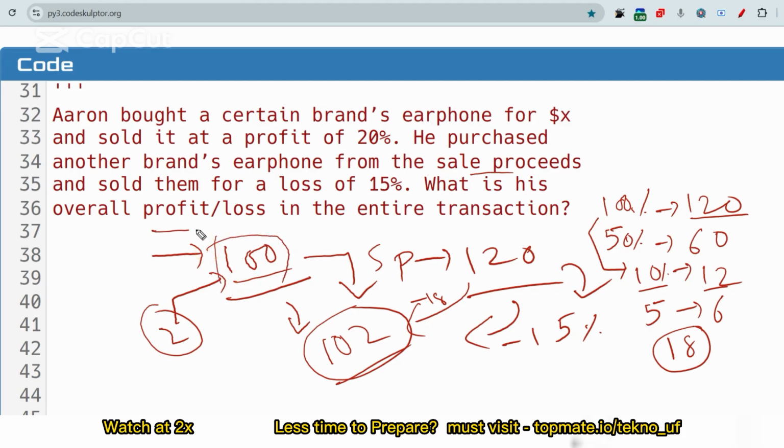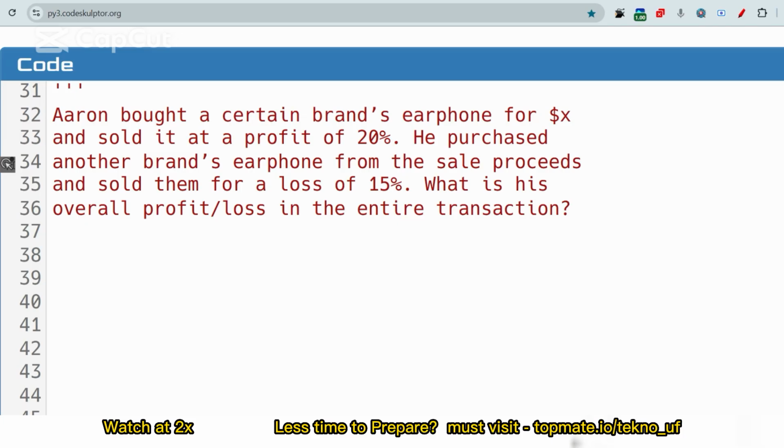So the answer will be 2% or $2 profit overall in the overall transactions, right? So I hope you got it. Let me share the next question.